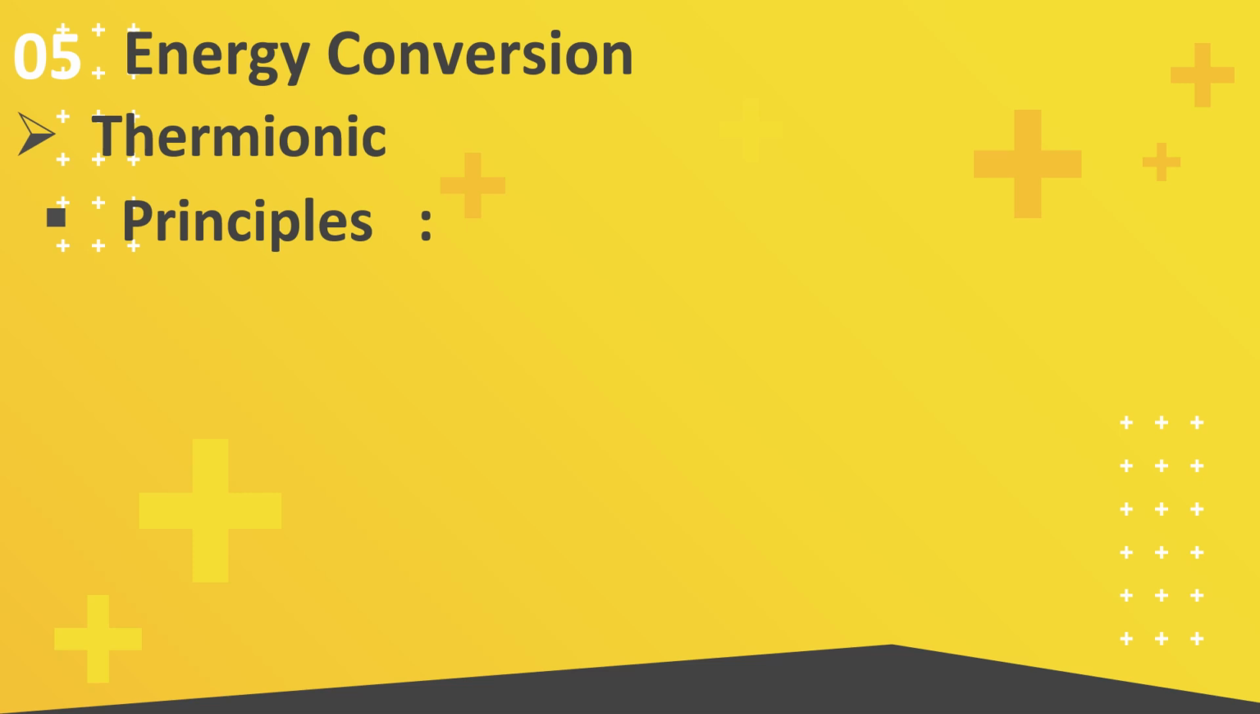Thermionic energy conversion is based on the emission and collection of electrons from a heated cathode. When a cathode is heated to a high temperature, it emits electrons due to thermionic emission. These electrons are then collected by an anode, creating an electric current.